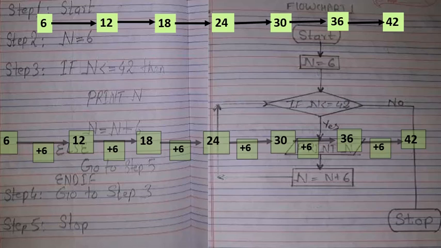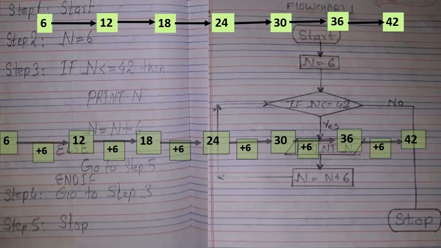So it will again move to step number 3, and now it will check again the value of n. Now what is the value of n? After going through this once, it is 12. Now is 12 less than or equal to 42? Yes. So again it will print 12 and will continue.